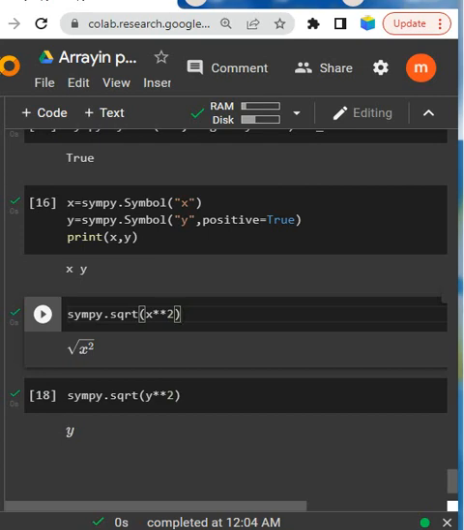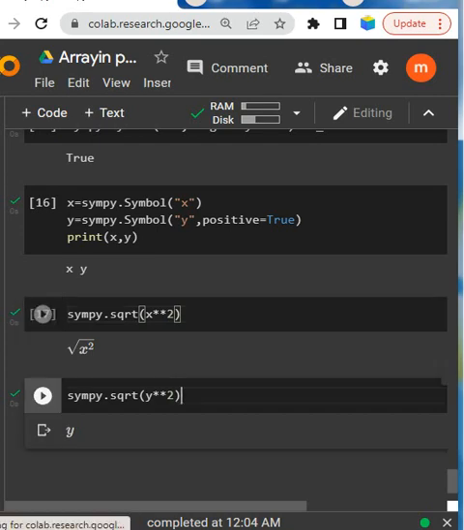So when we are working with mathematical symbols representing integers rather than, say, real numbers, it is also useful to explicitly specify this when creating the corresponding sympy symbol using integer. Just you can say true, and even true or odd you can also write true. So look here.